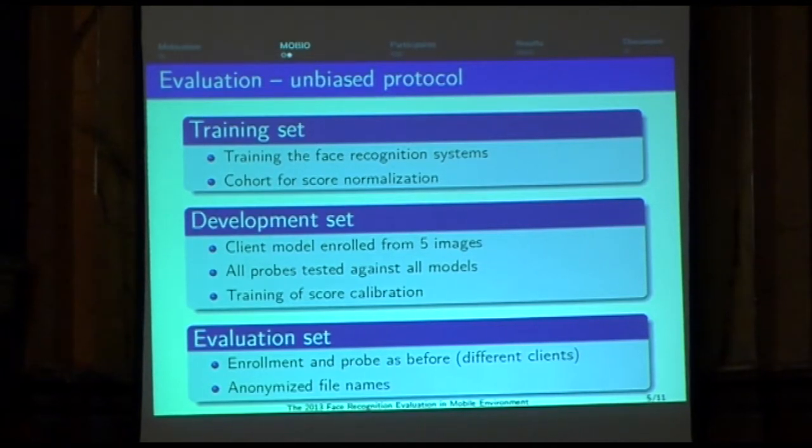So the participants had to come up with some idea how to integrate the information from 5 images into one client model. Afterwards, the remaining probe images from the clients are tested against all models, and these scores are used to evaluate, and also they can be used to train the score calibration system. Finally, there was the evaluation set, which was more or less the same as the development set, except that there were different clients, and the probe file names were anonymized, so that from the probe file names you could not guess the identity of the client.